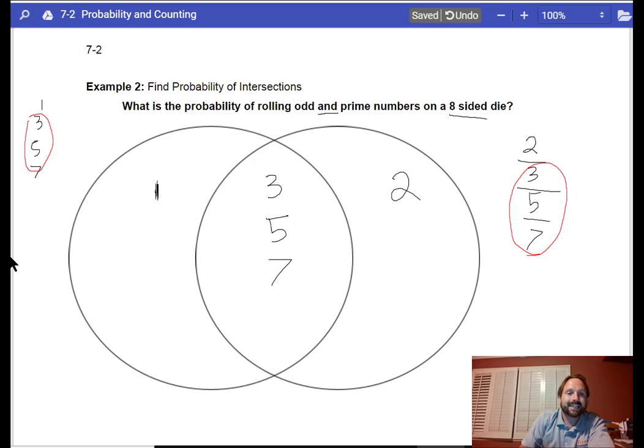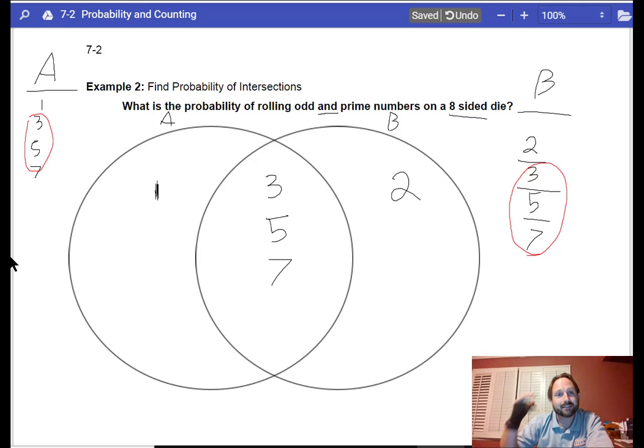Show the sample spaces of A. Let's call this A, and let's call this B. So A and B would be inside here because it has both. All right, let's go.